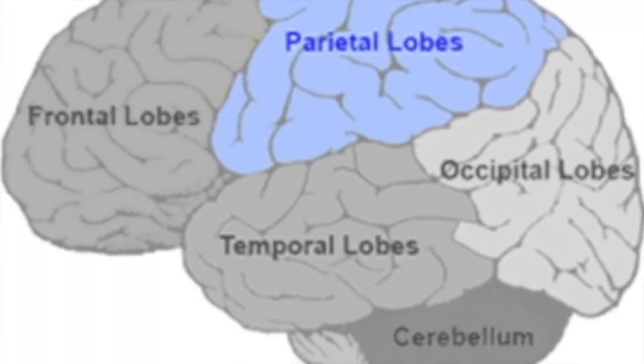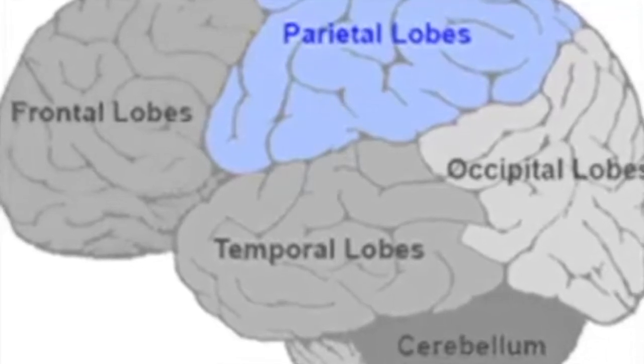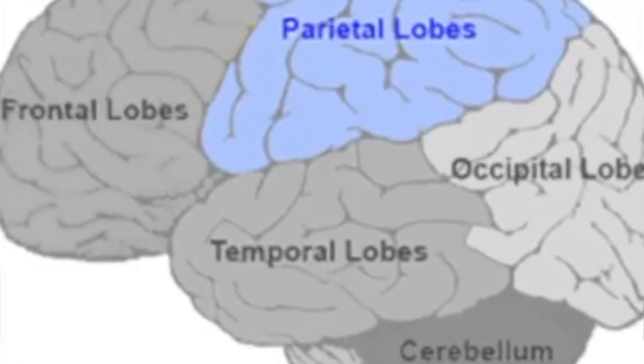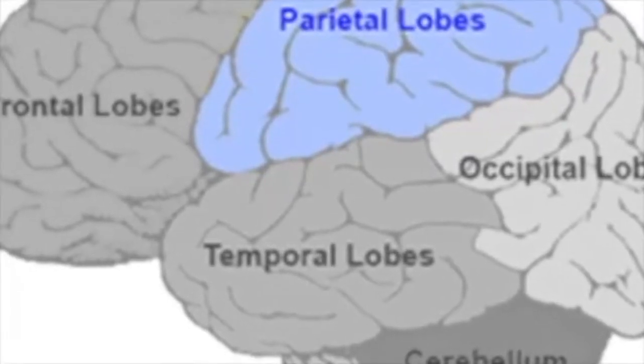Another lobe is the parietal lobe. This lobe plays a very important role in processing sensory information such as touch, temperature, pain, and pressure. This lobe tells you that the ice cream you're eating is cold or that your food is too hot.